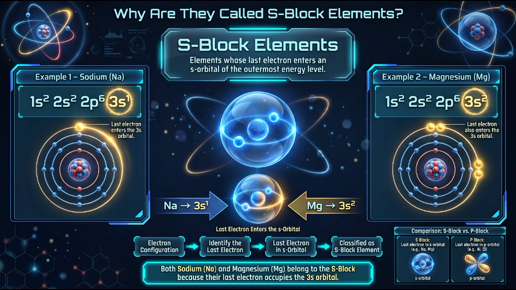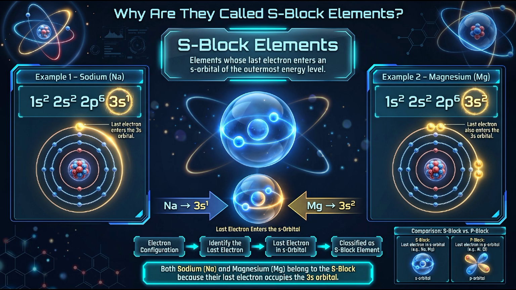The image also compares the s block with the p block. In s-block elements such as sodium and magnesium, the last electron enters an s orbital. However, in p-block elements such as aluminum or chlorine, the last electron enters a p orbital. For example, aluminum has the electronic configuration 1s², 2s², 2p⁶, 3s², 3p¹. Although aluminum contains electrons in the s orbital, its last electron enters the 3p orbital, so it is classified as a p-block element, not an s-block element.